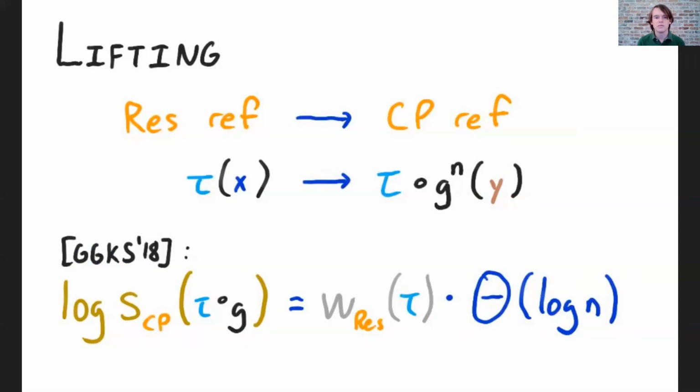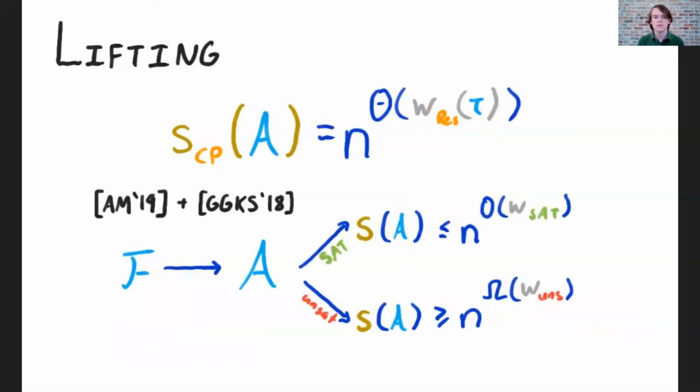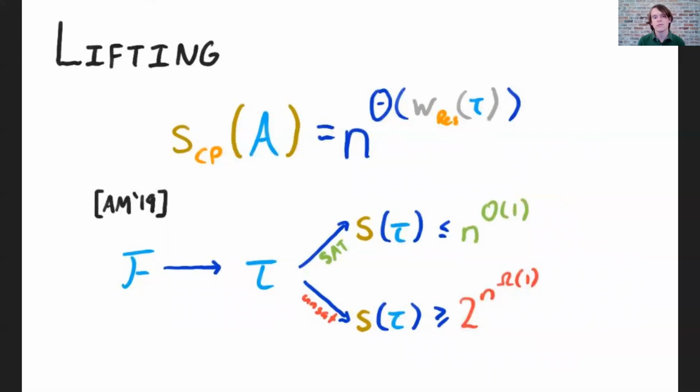For our purposes, what we really want to know is, is this enough? Are we done once we have this theorem? So let's quickly check it. At the top, I just rewrote it in a form that'll be more useful to us. And now composing the Itsykson-Müller transformation from F to tau and the GGKS lift from tau to A, we get that the size in the satisfiable and unsatisfiable cases is n to the width, the resolution width in their respective cases. So if we have a good gap in the width, then we're done. But I haven't given you anything about a gap in the width.